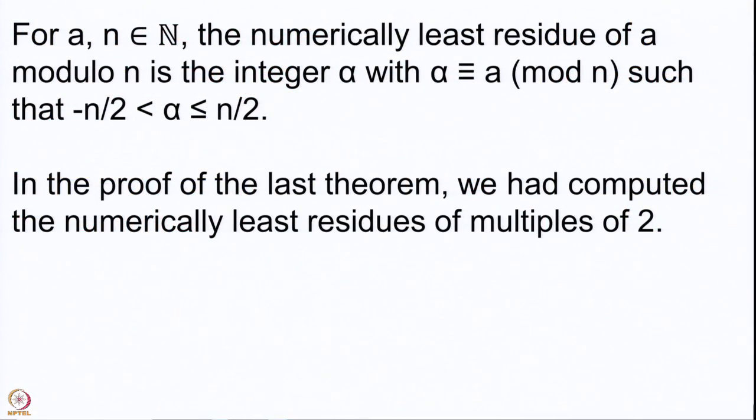But here is to remind you that when we did the proof of the last theorem, where we computed the Legendre symbol 2 by P, we were looking at multiples of 2 and looking at the numerically least residues of them. You may say that you were only looking at 1, 2 up to P minus 1 by 2, but we had also the sign there. So, we had on the right hand side all the multiples of 2 and then we had the sign. If you were going to put the sign on the other side, you would get the numerically least residues of multiples of 2 modulo P. This is what we were getting. And here is the small lemma that we have to do before we go on to the major proof.